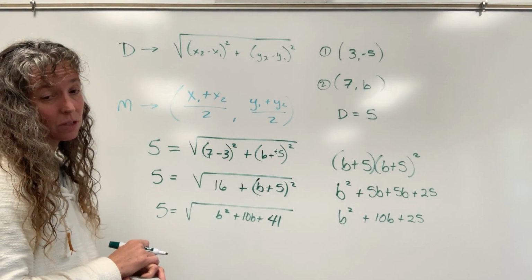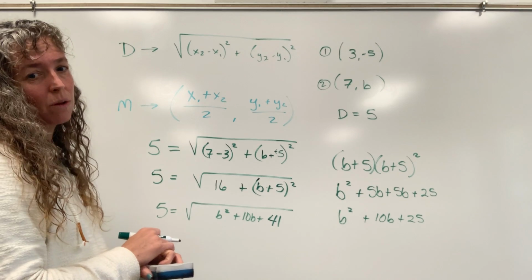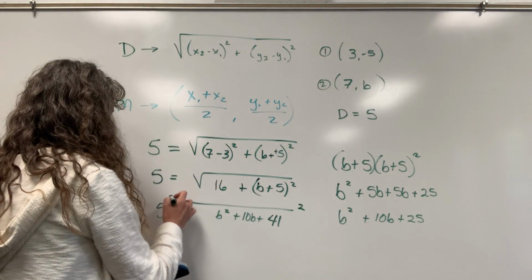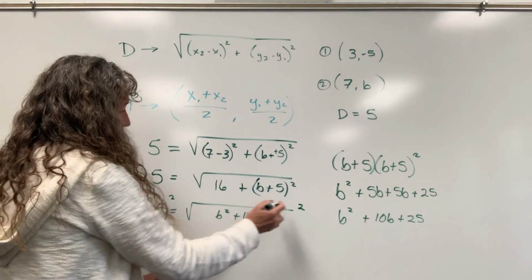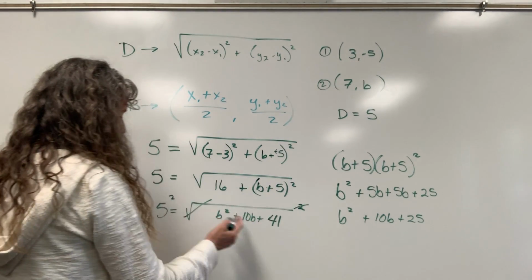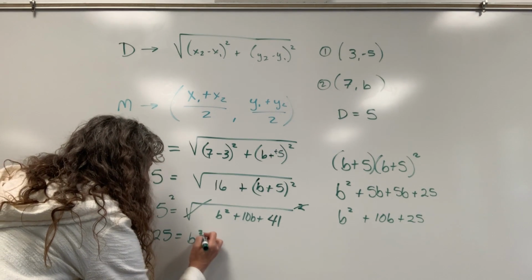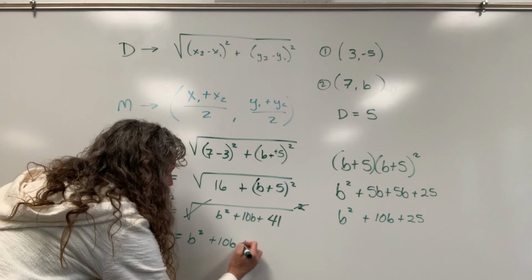Now we have to deal with that square root, right? So we're gonna deal with that square root by squaring both sides. If I square this side, I have to be fair and square this side. When I square this side, it gets rid of that square root, right? This becomes a 25, b squared. Now this side has no square root.